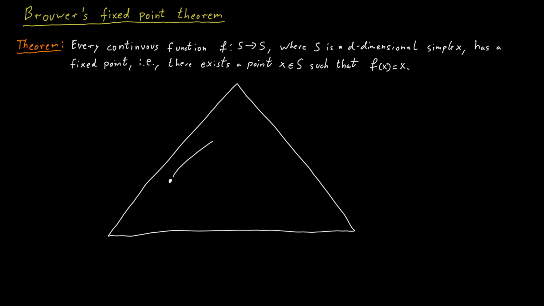So we have a function that takes points from the simplex, say a point here, and maps it to a point on the simplex, say here. And then takes some other point from the simplex and maps it to this point here. And then maybe this point over there is mapped to this point. And then there might be points that are mapped onto themselves, and that's what we call a fixed point. And Brouwer's fixed point theorem just states that any continuous function must have a fixed point like this. And we now want to prove this fixed point theorem.